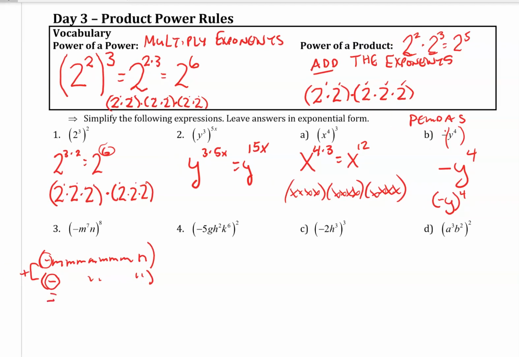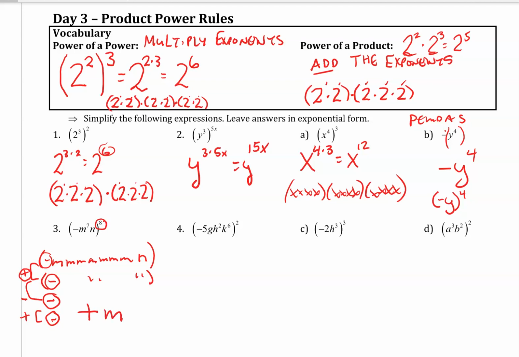The third time it's multiplied, positive times a negative is negative. The fourth time it's multiplied, a negative times a negative is positive. So it keeps flipping back and forth. So if we have an even exponent, a negative times a negative an even number of times ends up being positive. So our answer here will be positive.